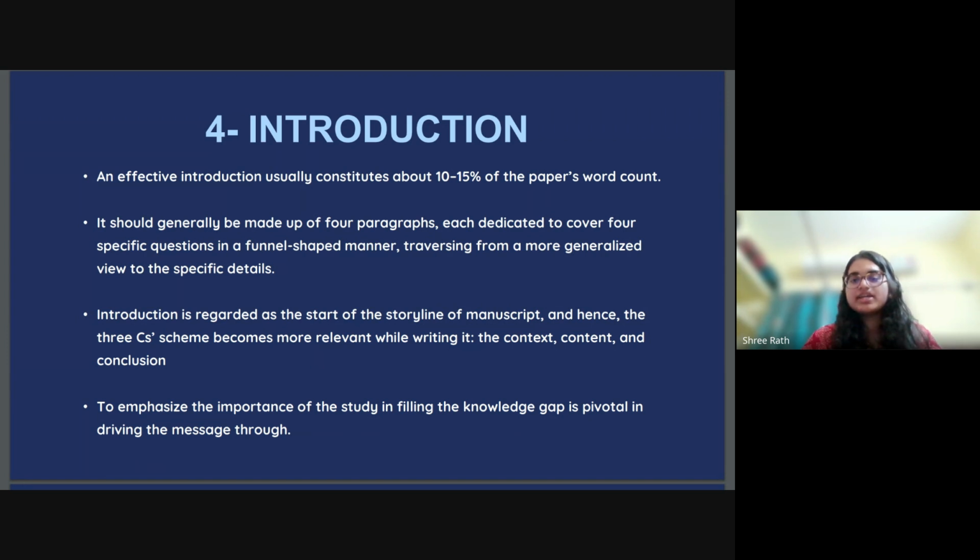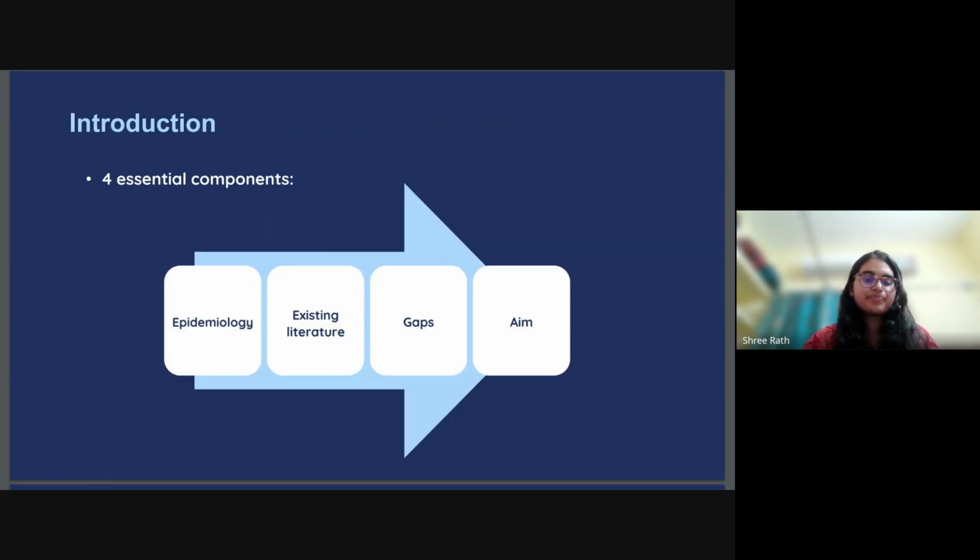So yeah, actually, the gap in literature is one of the most important parts of an introduction, because that's like giving the justification of why you're doing the study. So the 4 essential components which you need to focus on in 4 paragraphs. You can exceed 4 paragraphs, but this should be the gist of going from the first to the last.